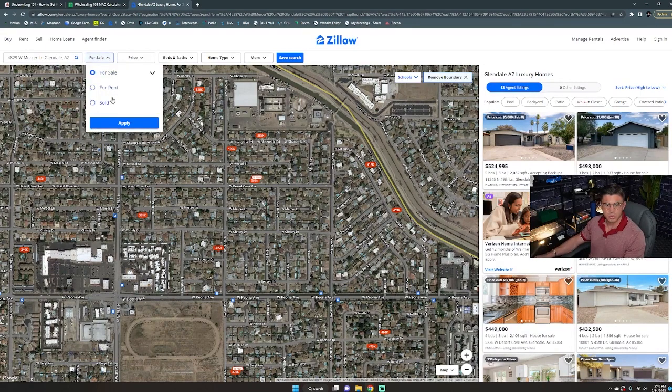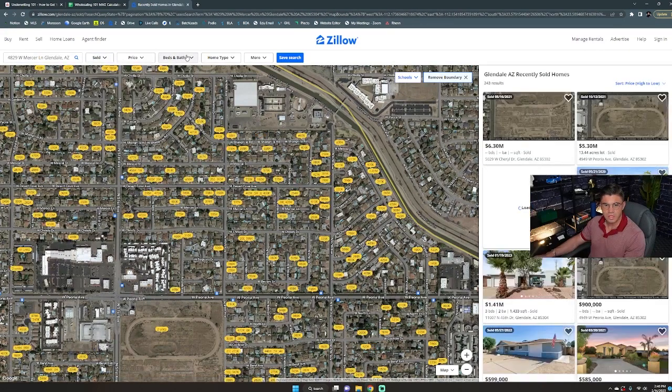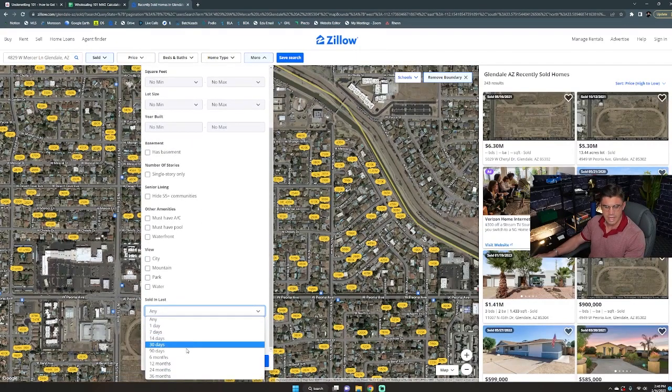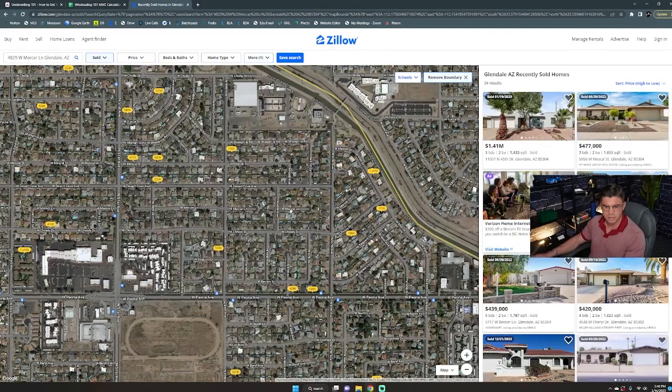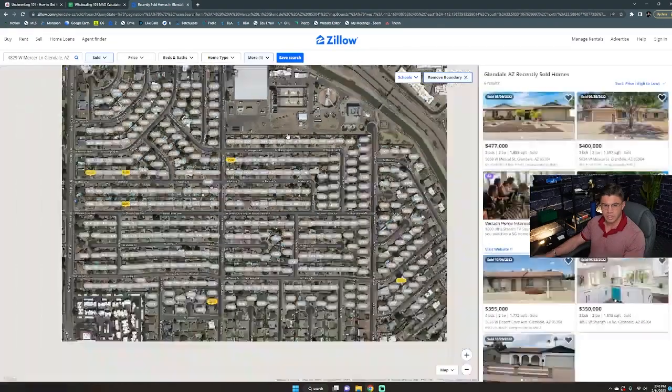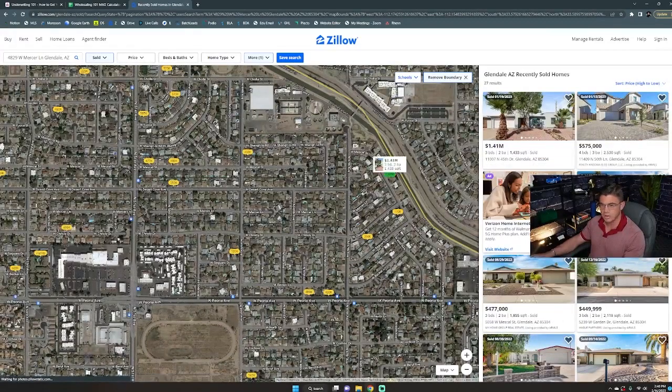Now what we're going to do is go to sold. I'm not going to mess with anything right here. I want to go to sold in the last, and we'll do 6 months. Let's apply. So then we can see that we have several houses that have sold in our very area. I'm going to sort by price, high to low.